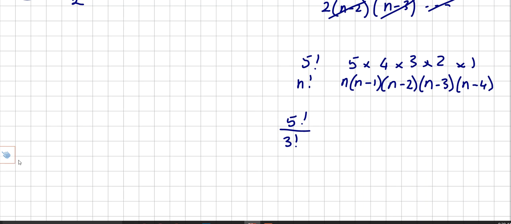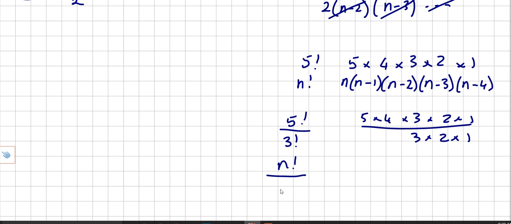If I still say that, well, that would be 5 times 4 times 3 times 2 times 1. This would be 3 times 2 times 1. But if I were to say that was n again, that would be n factorial. In terms of n, this would be n minus 2 factorial. Yeah, because 3 is 2 less than 5.